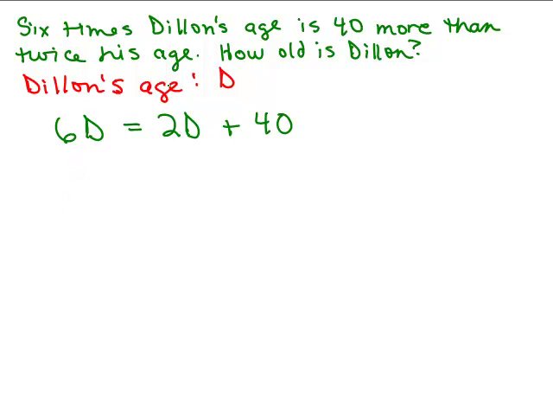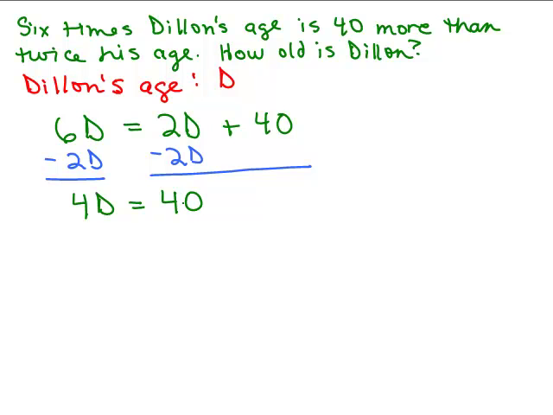Okay, so now we're going to subtract 2D from both sides. So we have the D's on the left-hand side of the equation. So that gives us 4D equals 40. And now we can divide both sides by 4 to get Dylan's age. All right, so D is 10.